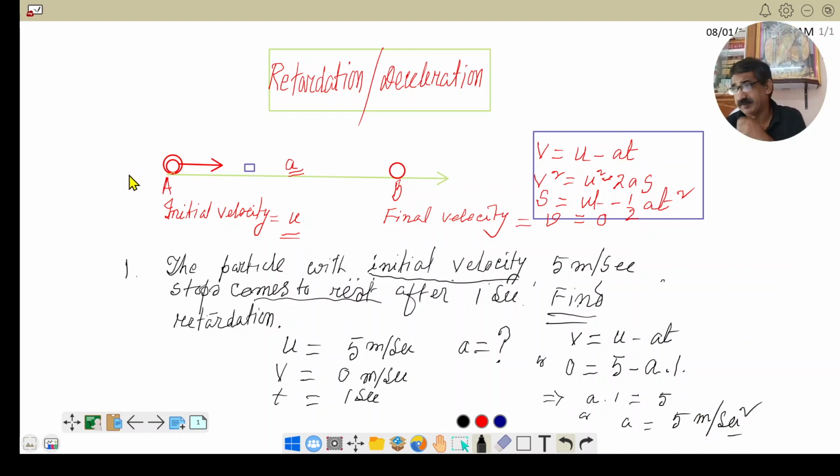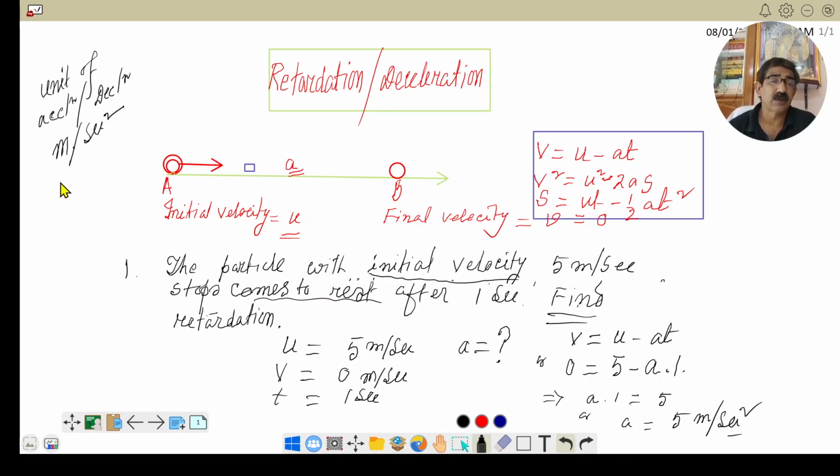We have already mentioned in our previous videos, unit of acceleration or deceleration is meter per second square, or centimeter per second square, depending upon the unit given in the problem. So it's a very easy problem. Next problem.